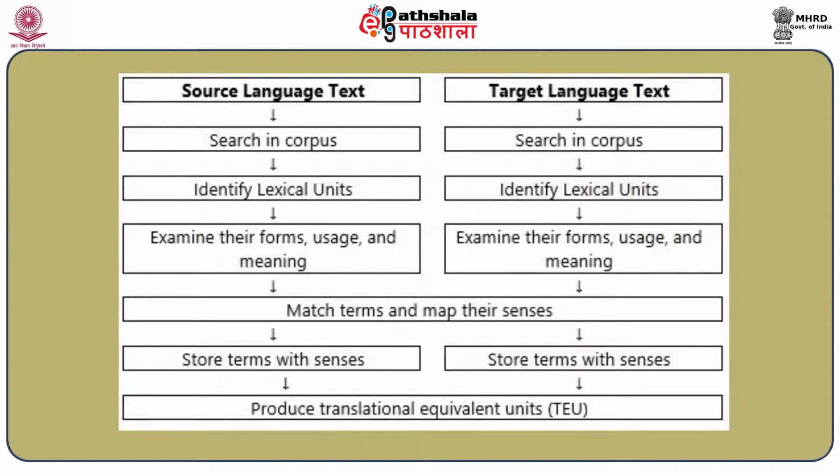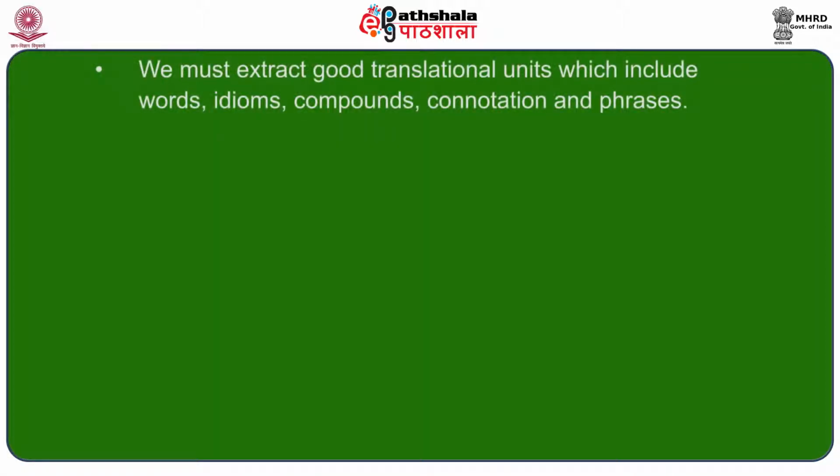So, here is an example given of how the parallel translation units can be retrieved from the corpus. There are certain factors, certain issues that have to be kept in mind. In general, when we extract the translational units from a parallel translation corpus, we have to keep in mind what things we are going to expect and how they are going to be utilized in future. We must extract good translational units, which include words, idioms, compounds, collocations, and phrases.